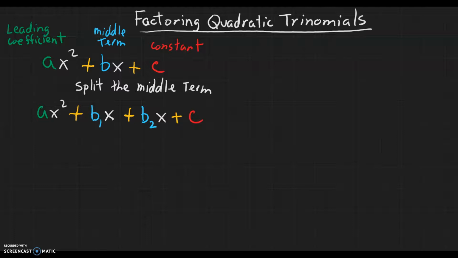Today we're going to be factoring quadratic trinomials in the form of ax squared plus bx plus c, where a is the leading coefficient, b is the middle term, and c is the constant. The method we're going to use is called split the middle term. In other words, this b is going to be split into two different values, and you'll see how that works in just a second.